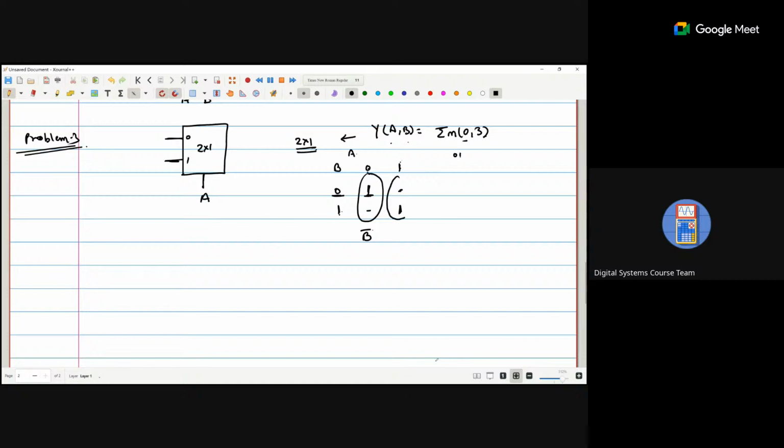If I write the equation at this position, only for B equal to 1 it is defined, so it is B. So if I connect B bar here and B here, we get Y(A, B) equal to sigma m(0, 3). Okay, that is the third type of problem. Any doubts?